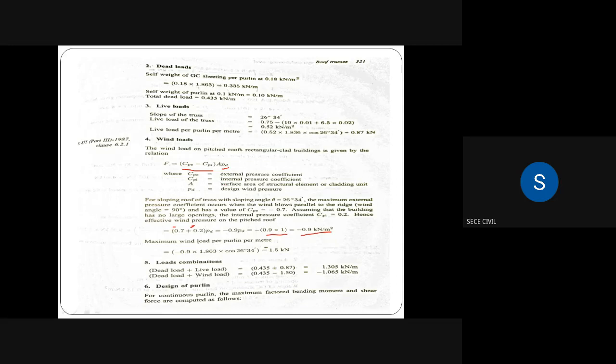So therefore, maximum wind load per purlin. Similarly, here, just as we calculated live load per purlin, we are calculating wind load per purlin per meter. So minus 0.9 into 1.863, since purlins are placed at 1.863 meter interval, into cos 26 degree 34 minutes, the sloping angle. So we are getting minus 1.5 kilonewton.